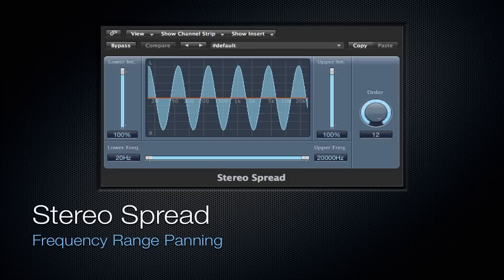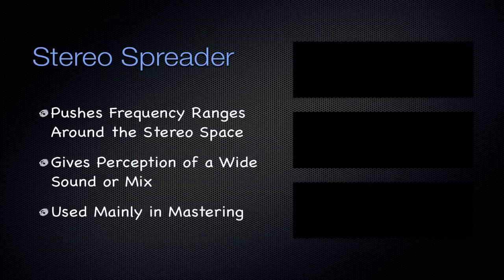Next is going to be the stereo spread plugin. It's a frequency range panning. Very simple. As you can see from the picture, it just looks like an EQ with an interesting sinusoid going across it. What it means is that anywhere that sinusoid is above the line, it will force that frequency range into the left ear, and below it is to the right ear. Very simple.